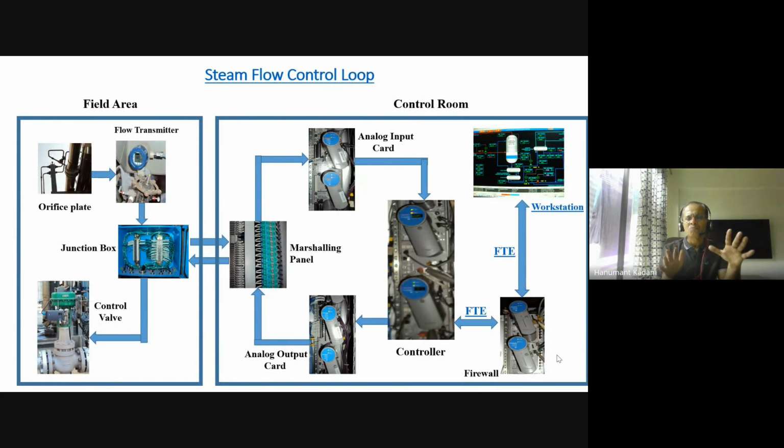Actually, you can see now the Honeywell products in the line, in the loop, or in the field. So in the field area, I have shown you the transmitter. This is a flow transmitter, and from the flow transmitter the signal comes to the junction box on a single pair, which I have explained to you. And from there the multi-pair cable carries the signal to the control room.